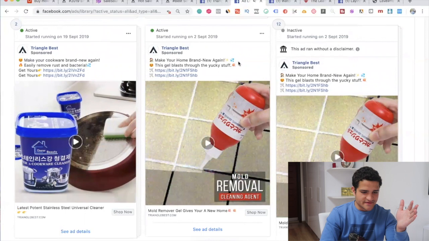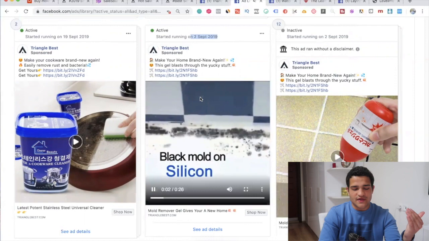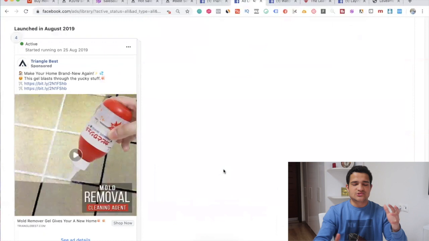This one is inactive, and this one is active right here. So this has been running for almost a full month at this point, and it's still running. So it's probably doing really well for them. They just launched a bunch of new ads. That's why it's good to look at the ads library.